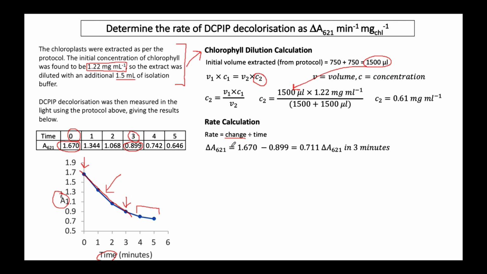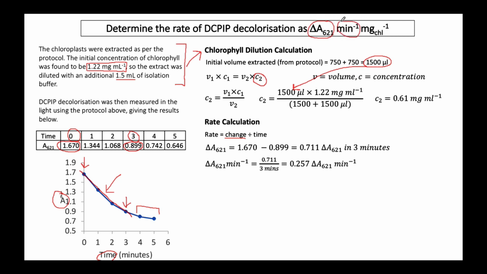What I want to do now is to express that per minute, which would be a more usual way of expressing biochemical data. So all I need to do here is to divide that 0.711 by the 3 minutes, and that gives me an answer of 0.257 change in absorbance units per minute. Okay, so that's my amount of change. So I've got the beginnings of a rate. So I've done this bit, and I've done this bit.